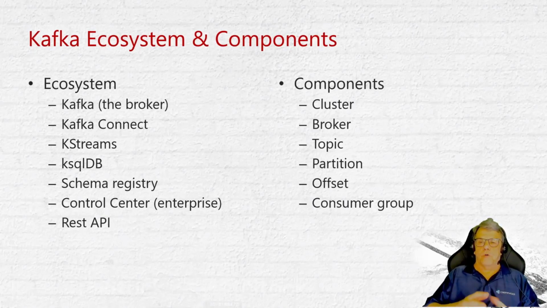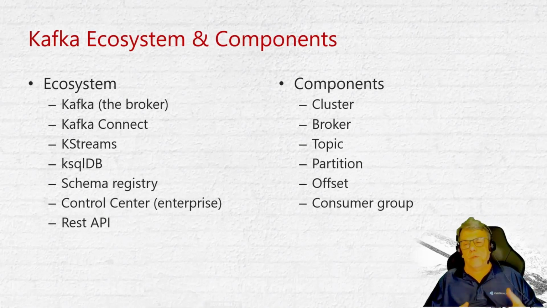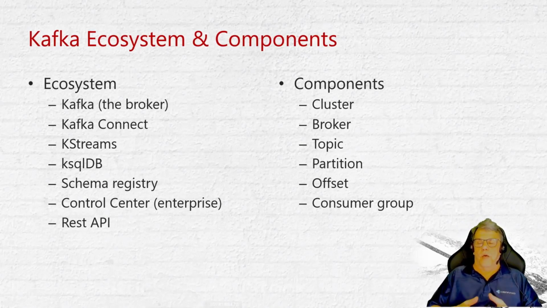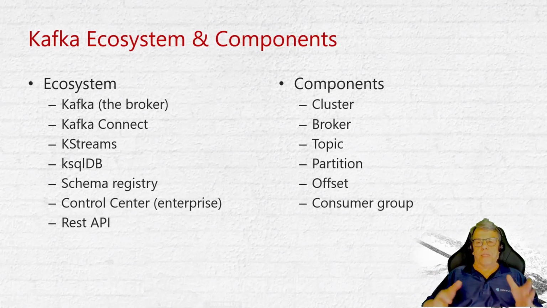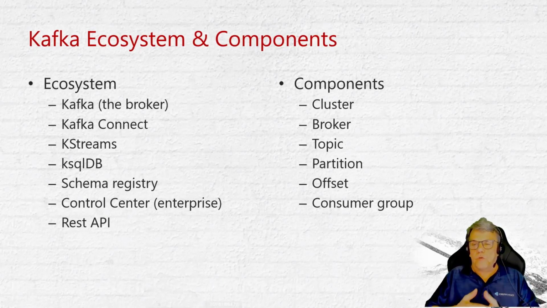Then we have components. When we're talking about Kafka, we're typically talking about a cluster. That's a cluster of brokers, a cluster of nodes. When we say cluster, we quite often think of multiple servers, multiple nodes. That is not the case here. You can have a cluster of one broker, and it is still a cluster. In a production environment, you would have a lot more, obviously, but a cluster can be one broker.